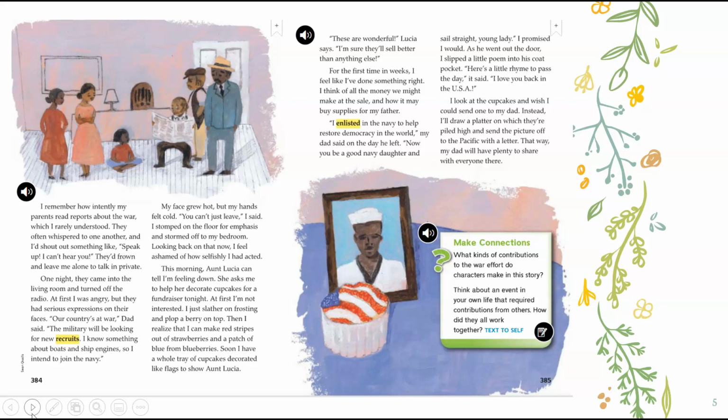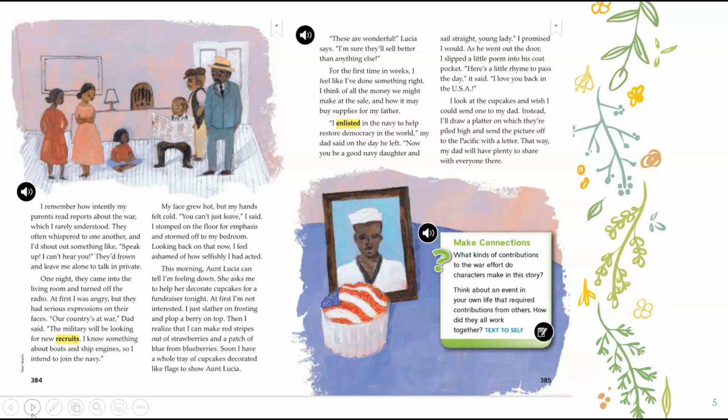"Now you be a good Navy daughter and sail straight, young lady." I promised I would. As he went out the door, I slipped a little poem into his coat pocket. Here's a little rhyme to pass the day. It said, "I love you back in the USA."